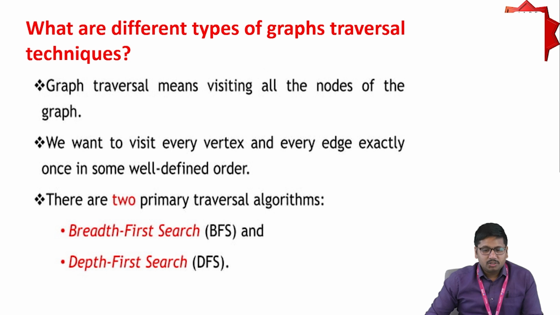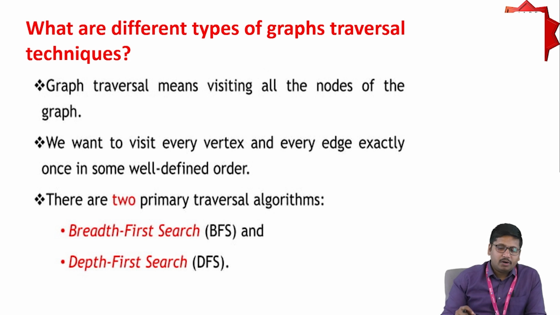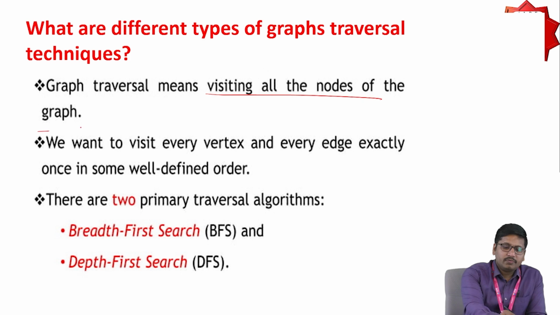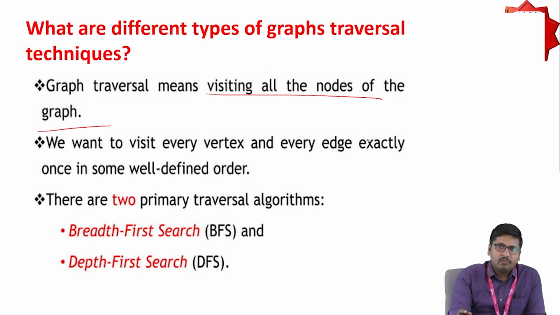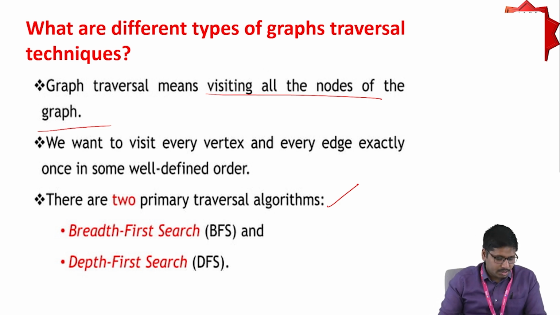And next, what are the different types of graph traversal techniques? Graph traversal means visiting all the nodes of the graph. If you want to visit every vertex and every edge exactly once in a well-defined order, there are two primary traversal algorithms. The first is breadth first search, and the next is depth first search. These are the two basic traversal techniques.